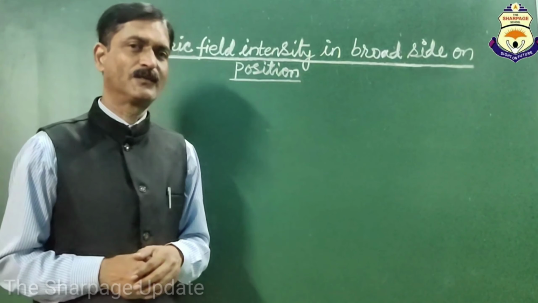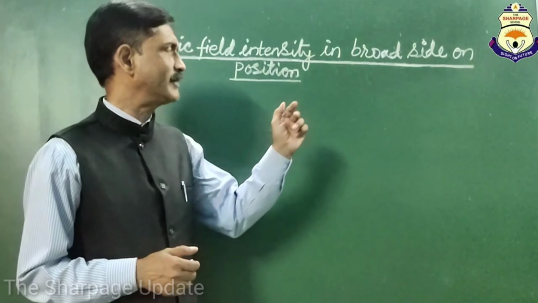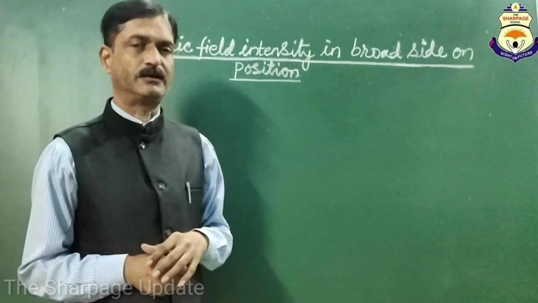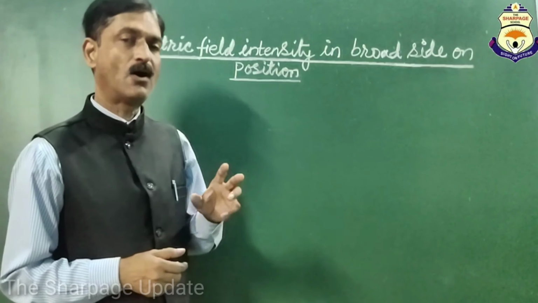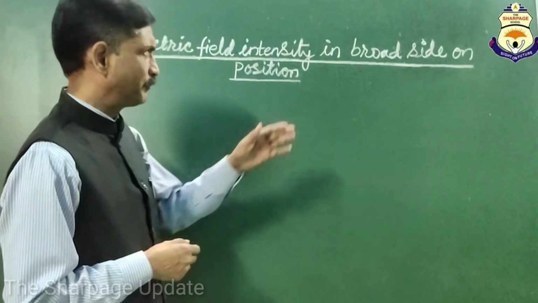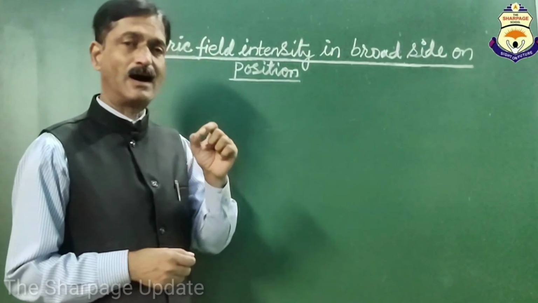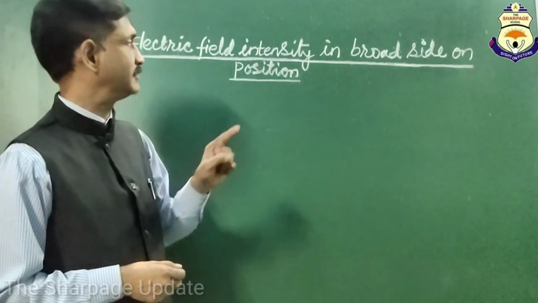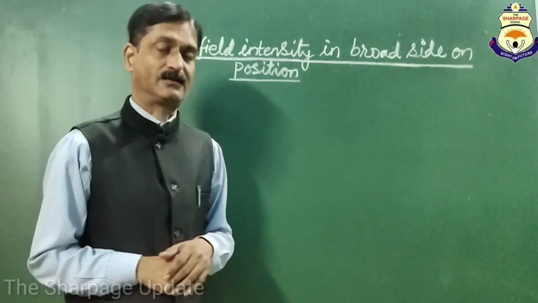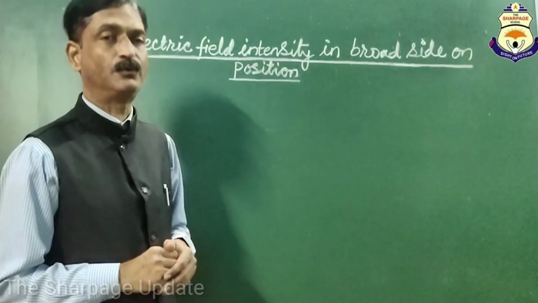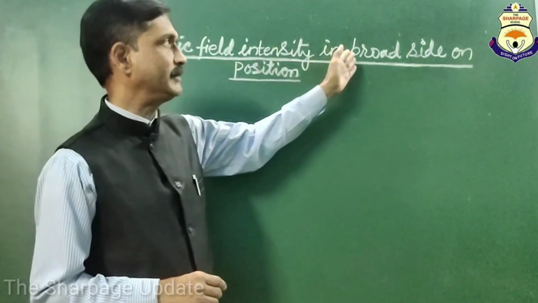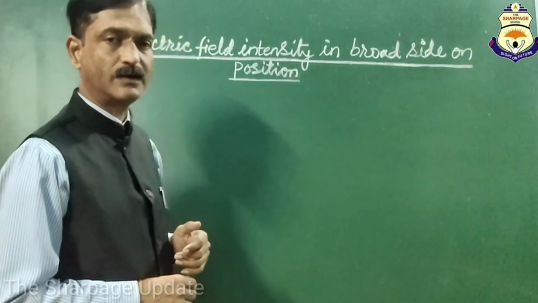So let's start now. First of all, I want to tell you the meaning of broadside on position or transverse position or neutral axis position, or you can say equatorial position. My dear friends, broadside on position means that the point at which we have to find the electric field intensity lies on the perpendicular bisector of the axis of an electric dipole. So I am drawing here the figure for finding the electric field intensity in broadside on position or transverse position.